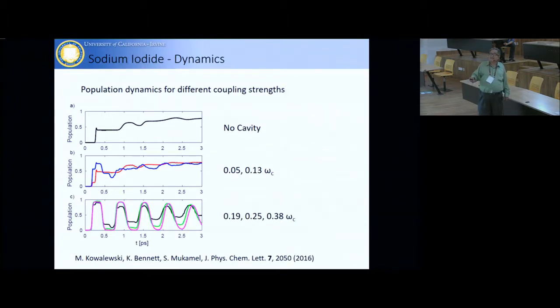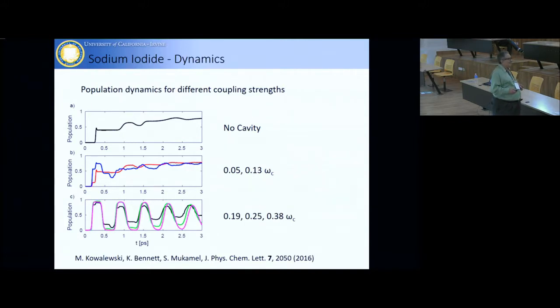Now I start increasing the strength of the coupling: 0.05, 0.13, 0.19, and so on. And what you see is that when the coupling is strong, I can suppress the non-adiabatic transition, and after the process, I will come back to the same state. Because what happens is, you basically create a kind of bound state of the polaritons, and then it cannot go to the other state. So in a way, you are manipulating chemistry by simply putting the molecule in a cavity.